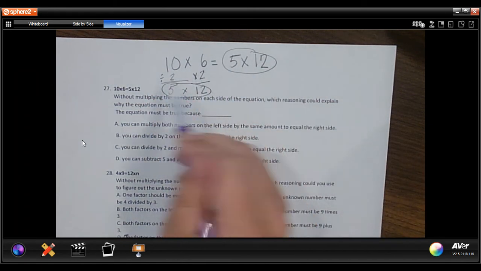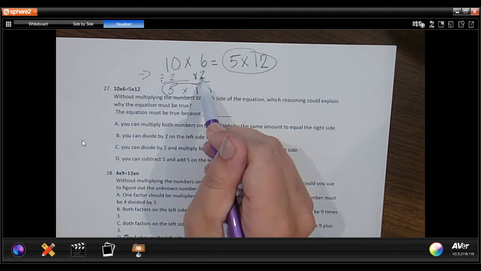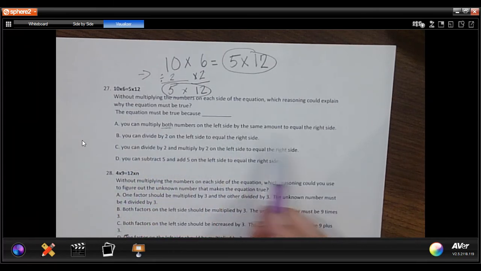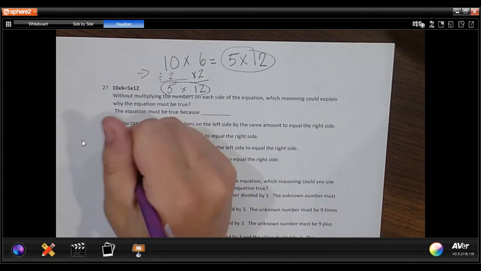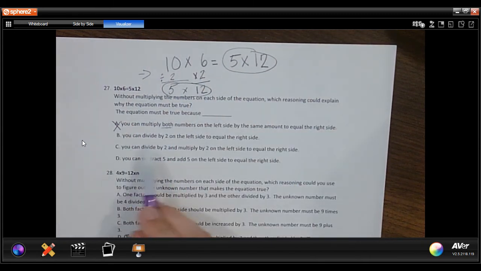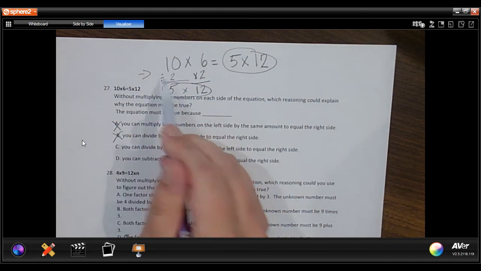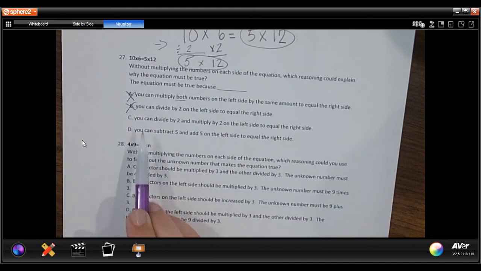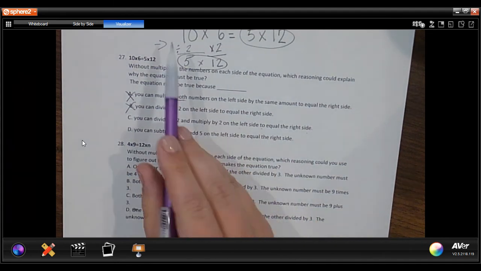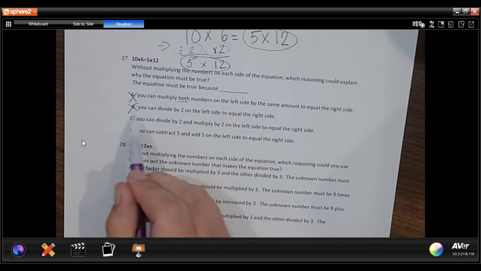So now I'm going to look for one that talks about dividing by 2 and multiplying by 2. So A says you can multiply both of the numbers on the left side by the same number to equal the right side. Well, that can't be right because I just talked about dividing and multiplying. B, you could divide by 2 on the left side to equal the right side. Nope, I want dividing and multiplying, not just dividing. C, you could divide by 2 and multiply by 2 on the left side to equal the right side. Yes, that's exactly what I did. I divided by 2, I multiplied by 2, and I got the same as the right side.